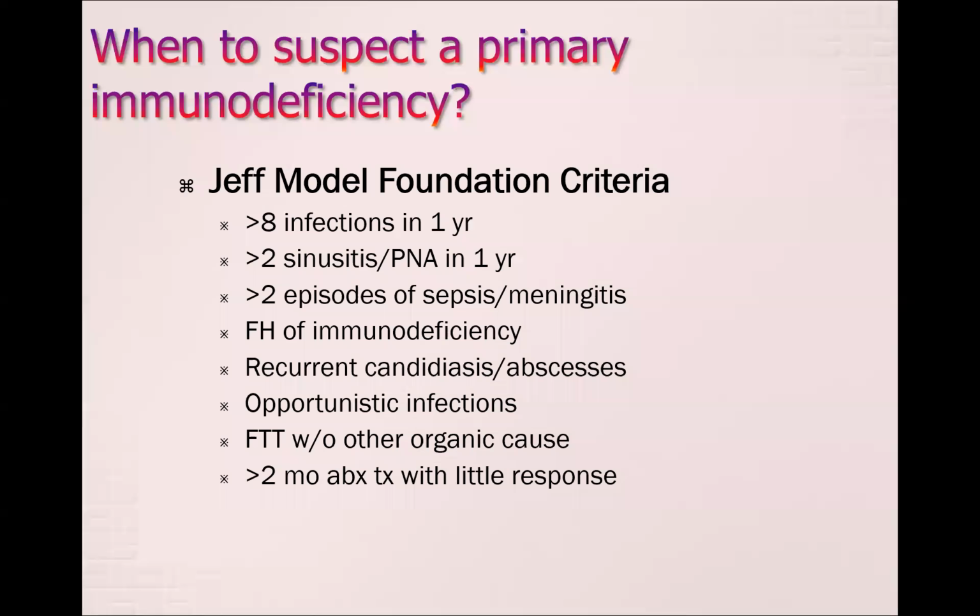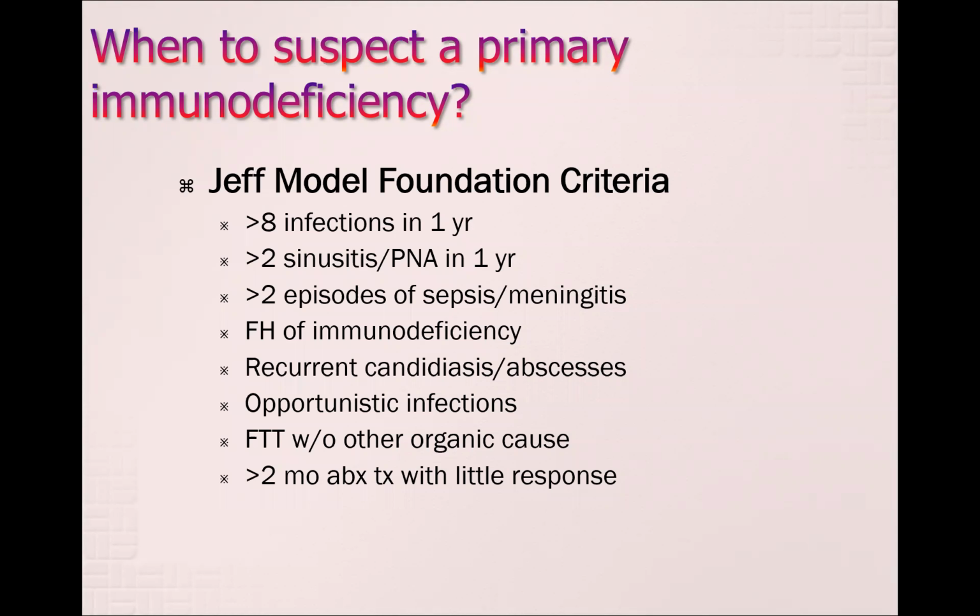Failure to thrive without organic cause is going to be on the list of just about anything, but certainly on the list of things that go with immunodeficiency. Specifically, if you have failure to thrive with recurrent infections, you may think about somebody having a primary immunodeficiency.